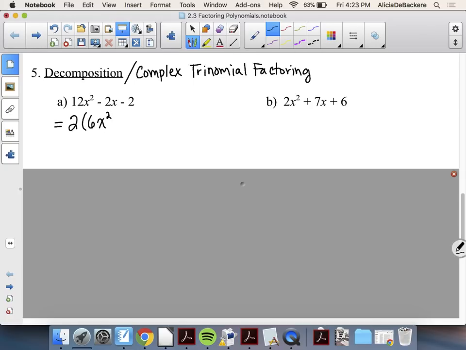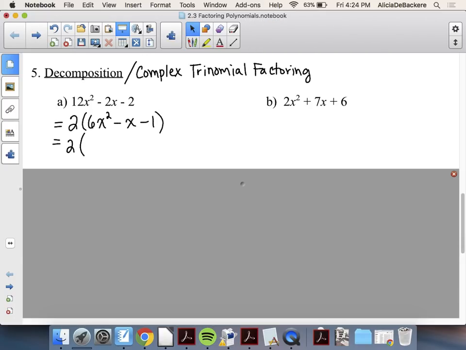So 12x squared divided by 2 is 6x squared. Negative 2x divided by 2 is negative 1x. You can write the 1, but you don't have to. And then negative 2 divided by 2 is negative 1. So I've divided out that common factor, and it just makes the numbers in the brackets a little bit smaller. Now I can still factor that bracket though. The 2 is just going to hang out for the rest of my question.